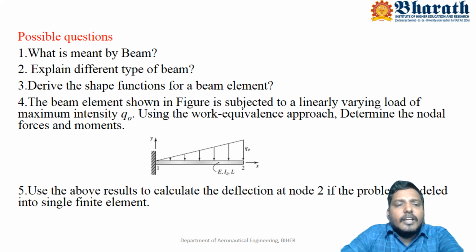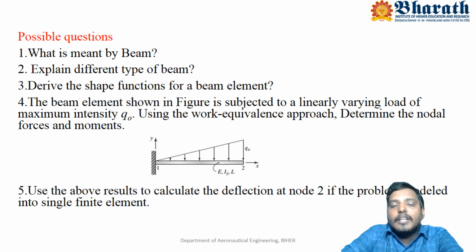Then question number 4: the beam element shown in the figure is subject to a linearly varying load of maximum intensity Q0. Using the work equivalence approach, determine the nodal forces and moments. In the work equivalence approach, the nodal force due to distributed loads, maybe UDL or UVL, is F1Q equal to the integral from 0 to L of Q of X times N1 dx. M1Q is the integral from 0 to L of Q of X into N2 dx. Similarly, F2Q is the integral of Q of X into N3 dx, and M2Q is the integral from 0 to L of Q of X into N4 dx, where N1, N2, N3, N4 are shape functions, which are functions of X only.